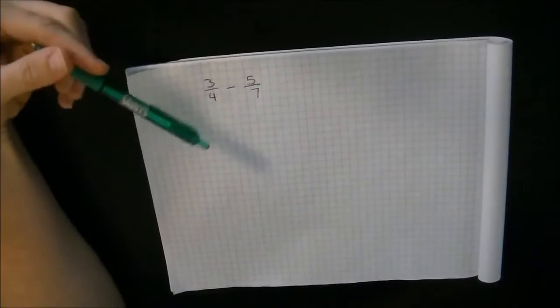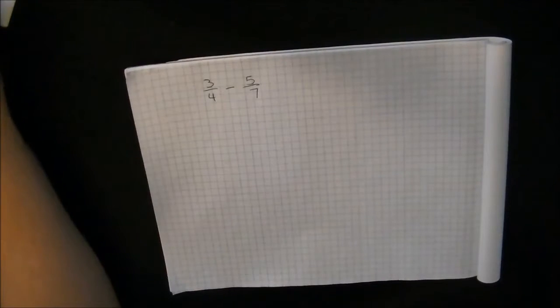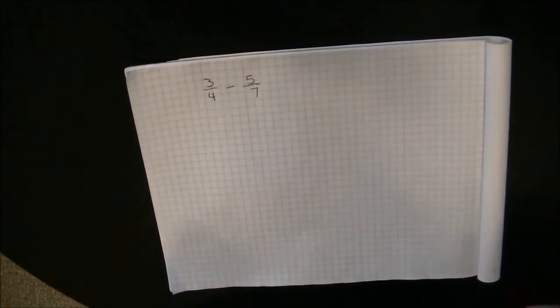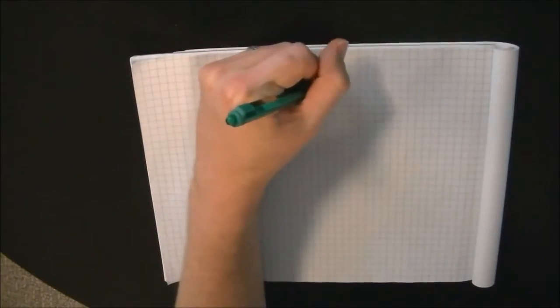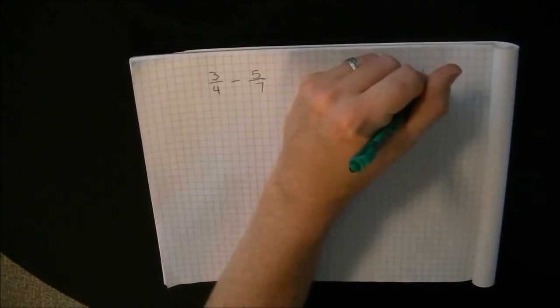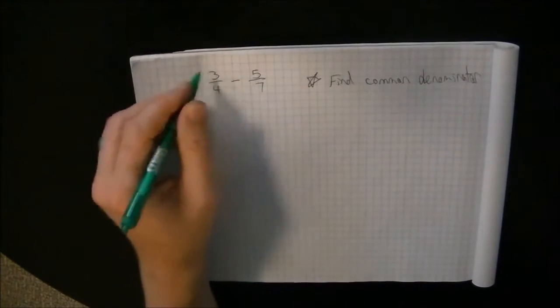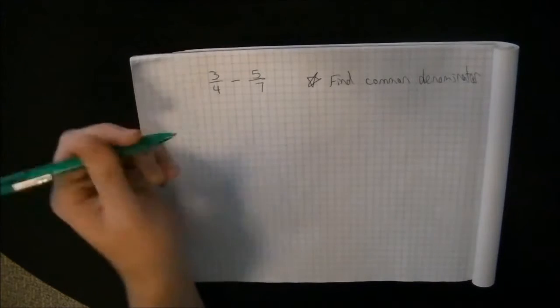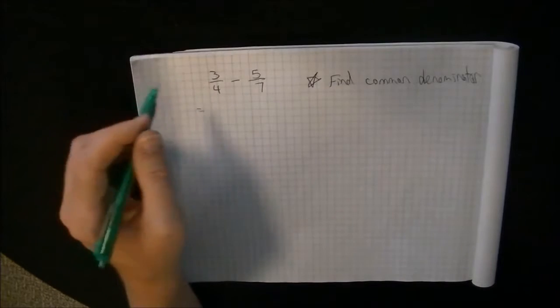Okay, what's the difference between 3/4 and 5/7 is what this question is asking. So we're going to need to do subtraction. Subtraction is basically the same thing as addition when it comes to fractions. Our first step when we're doing either addition or subtraction is to find a common denominator.